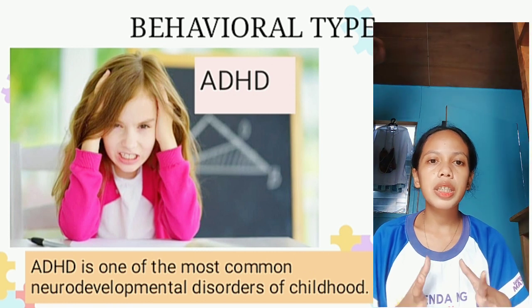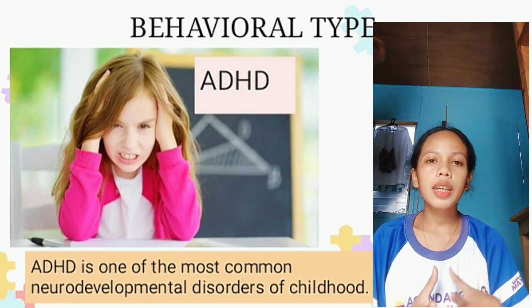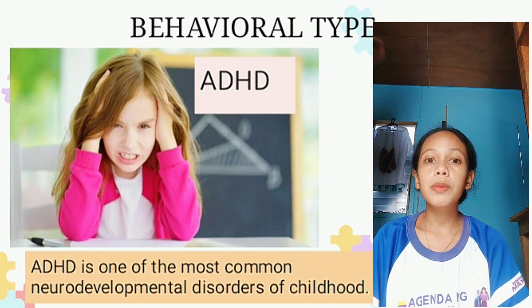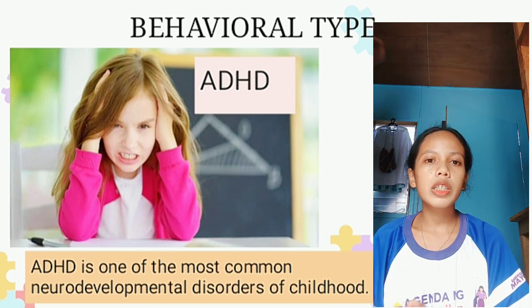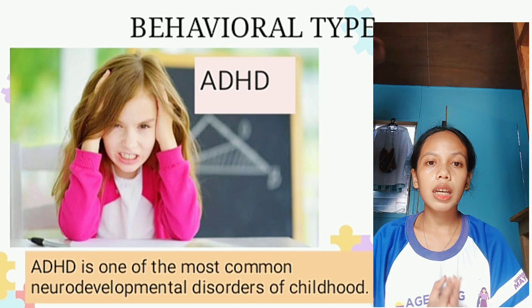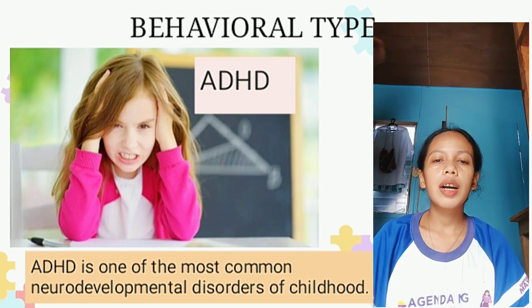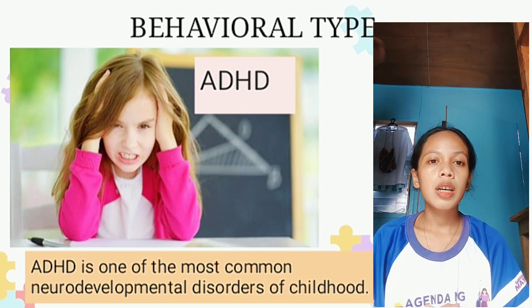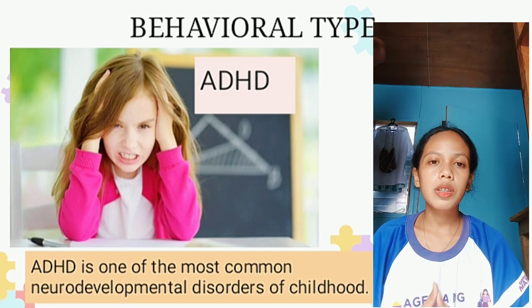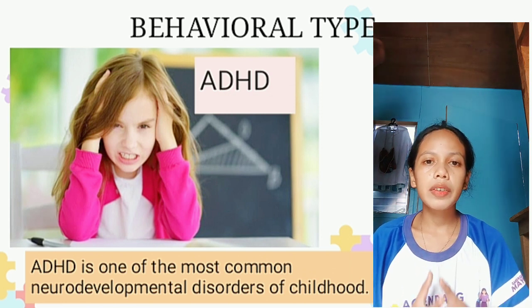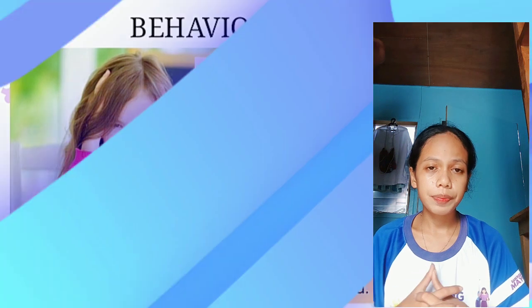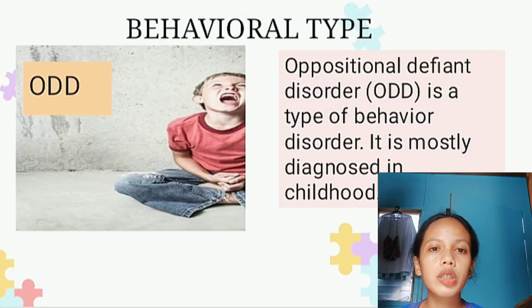Children with ADHD might daydream a lot, forget or lose things a lot, squirm or fidget, talk too much, make careless mistakes or take unnecessary risks, have a hard time resisting temptation, have trouble taking turns, or have difficulty getting along with others. Now, let's proceed to oppositional defiant disorder, or ODD.